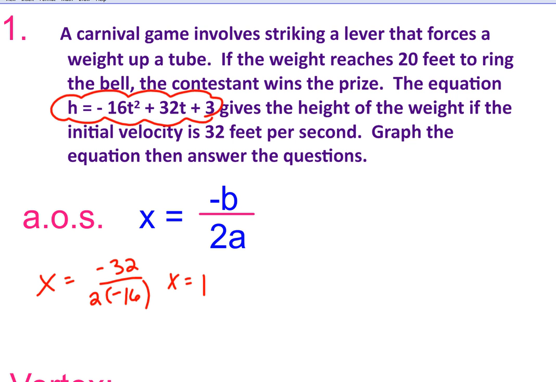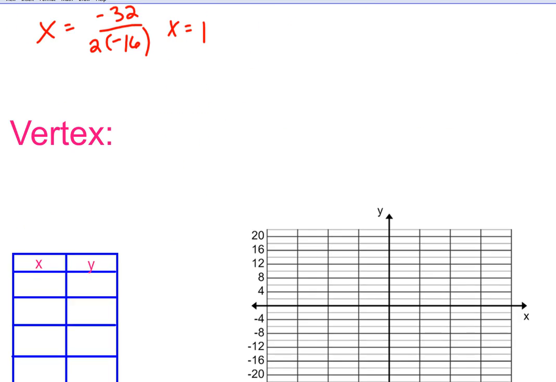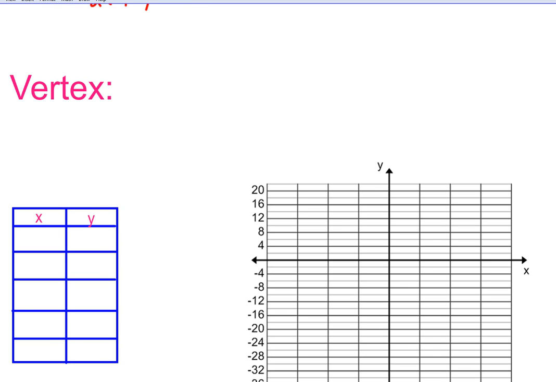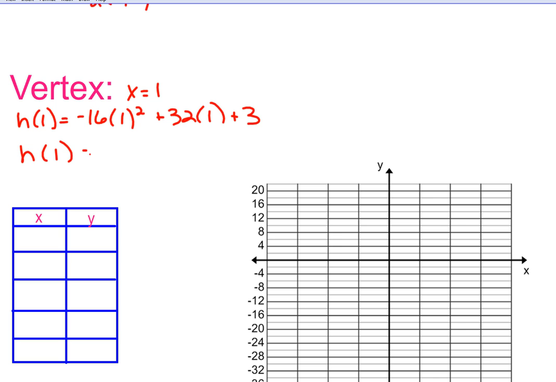So then, I'm going to keep going and try and actually find my vertex. So I know that x is 1. So I take my original equation they're giving me and I'm going to find h of 1. So I take negative 16 times 1 squared plus 32 times 1 plus 3. When I do all that simplifying on my calculator, I end up with 19. So I know my vertex for this parabola is (1, 19).